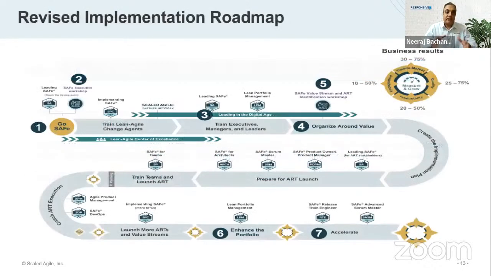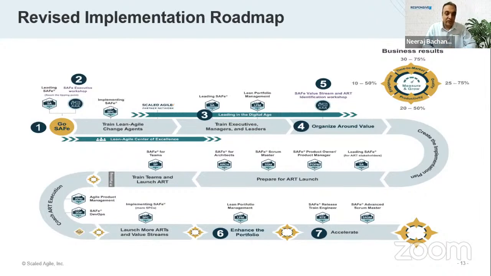But the other change that has been introduced is to revise some of the terminologies that are used in the SAFe implementation roadmap, which means the tipping point goes away, as most of the organizations have started to use at least some form of agility, and none of them are probably using the traditional waterfall method. And then there are certain changes of terminology, for example, leading in the digital age for the leaders. Then we have organized around value. And later on, we are talking about enhancing the portfolio, which was earlier termed as extending to the portfolio. So this is some change that has happened at the roadmap level.